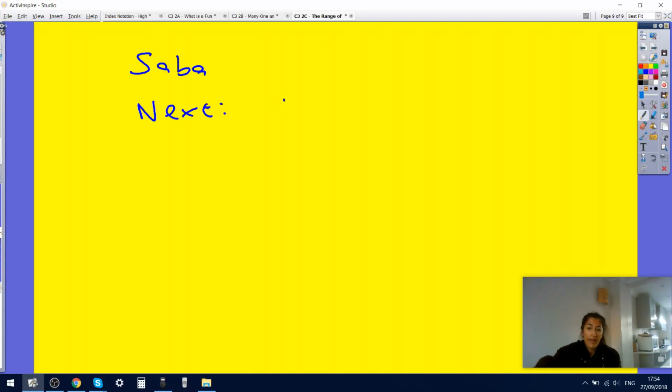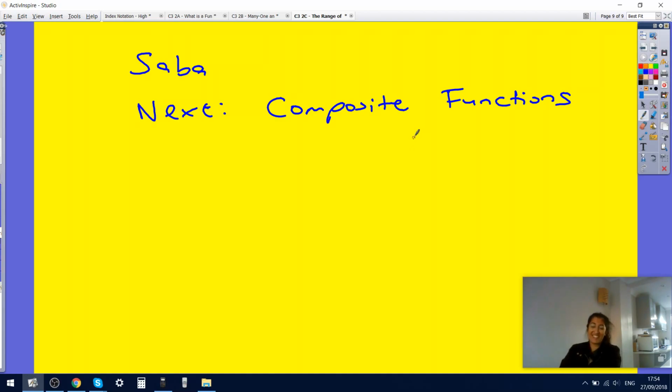Composite functions is you put something into a function, like the f of 3, and then you put your answer into another function. And it gets tricky when you have to put in like x plus 3, so algebra. Inverse function is the reverse.